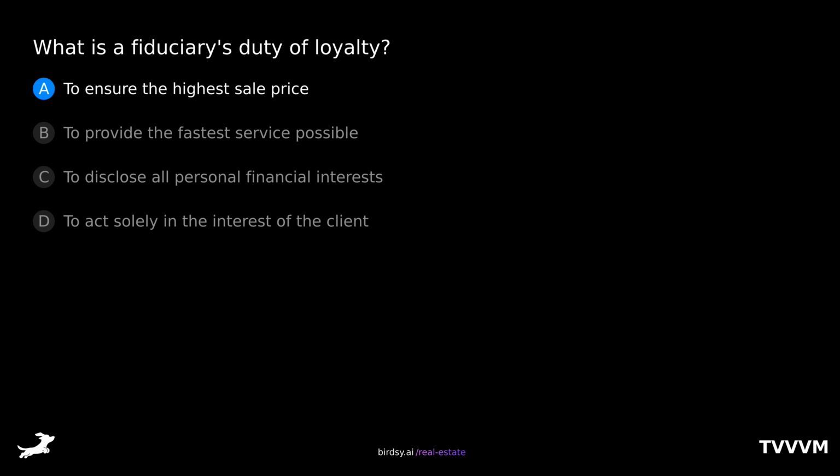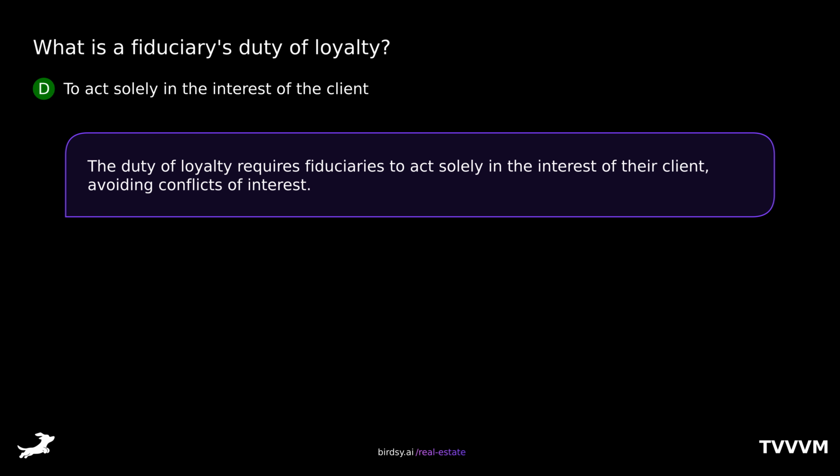What is a fiduciary's duty of loyalty? Is it A, to ensure the highest sale price, B, to provide the fastest service possible, C, to disclose all personal financial interests, or D, to act solely in the interest of the client? The answer is D, to act solely in the interest of the client. The duty of loyalty requires fiduciaries to act solely in the interest of their client, avoiding conflicts of interest.